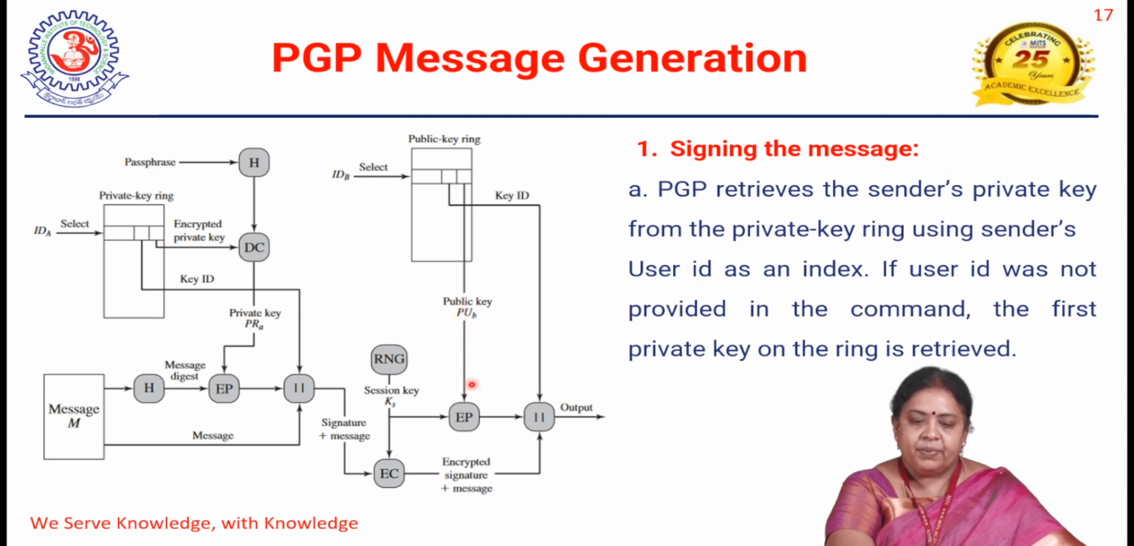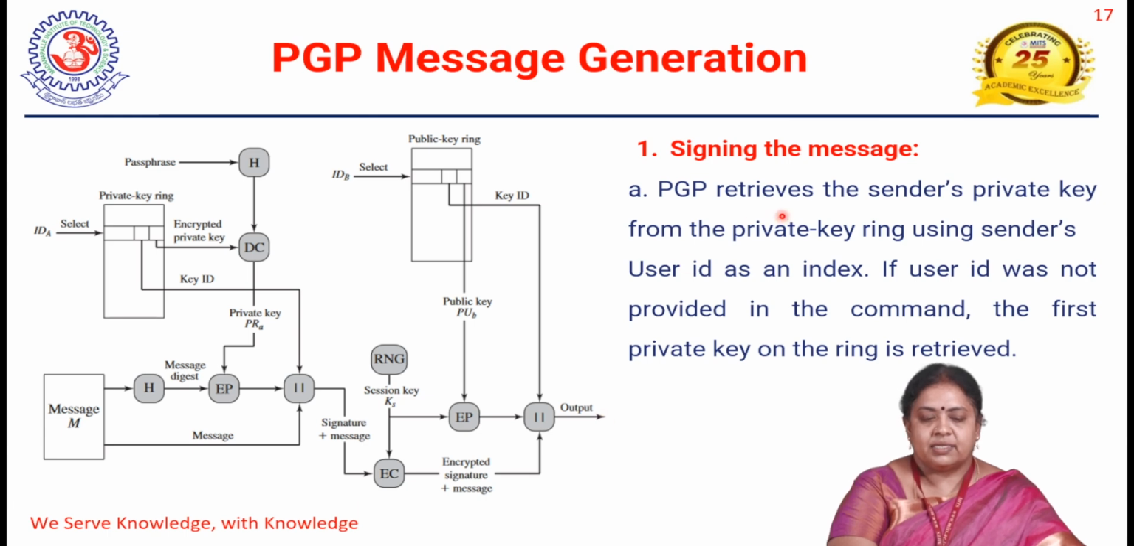receiver's public key, and that public key can be got by using the public key ring. By using to whom you have to send, we have to send to B. So by using the identity of B, we are going to get the public key from the public key ring, and the key ID is also appended to the encrypted session key, as well as the encrypted signature and the digest, and that will be given to the receiver. Hope you understand. Once again I will tell.